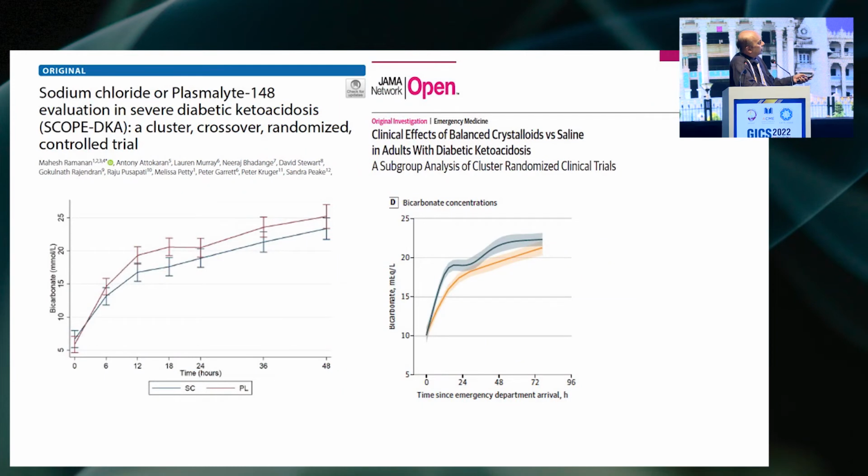This was in DKA patients. Again, it showed that when you use normal saline, it takes longer for the patient to come out of the acidosis of diabetic ketoacidosis, and the bicarbonate level remains low in the sodium chloride group throughout, in both trials.